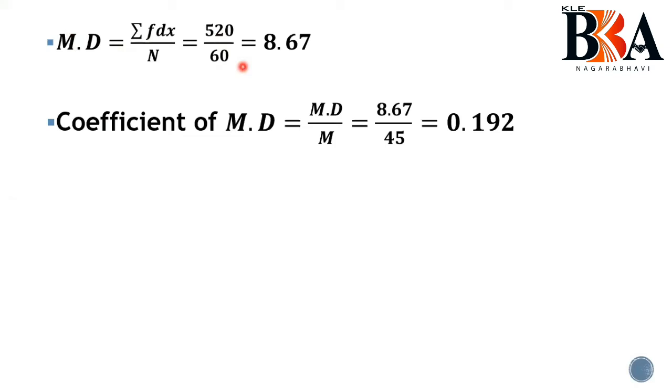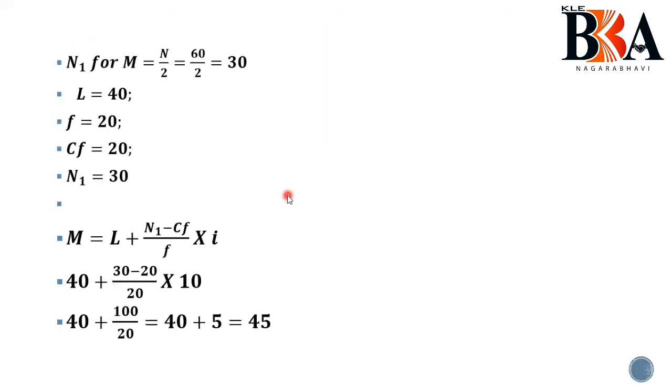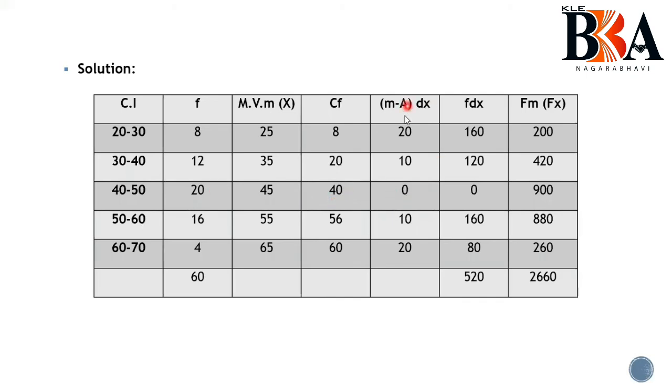Now we have to go for the coefficient of mean deviation. Okay. So the coefficient of mean deviation will be mean deviation divided by median. Right. So what is the mean deviation for me? That is 8.67. What is the median I have taken for your table? That is 45. Do you remember this one? Assumed value, that will be your median, 45.